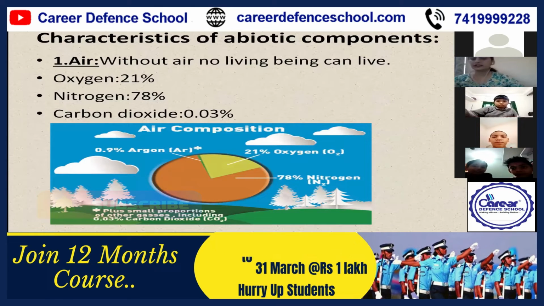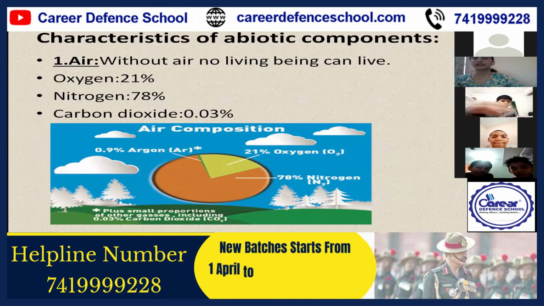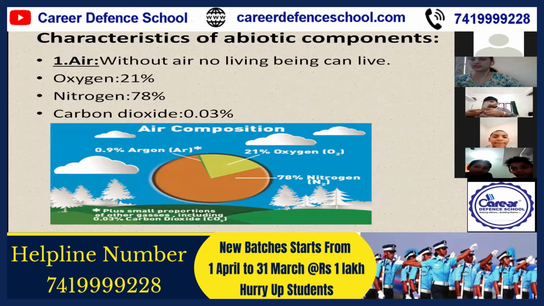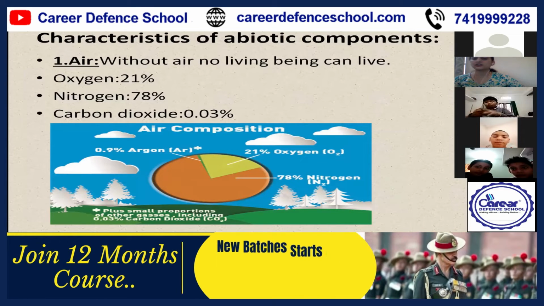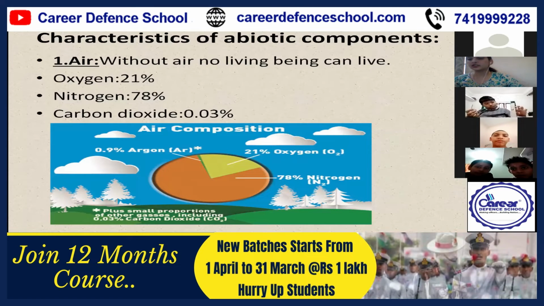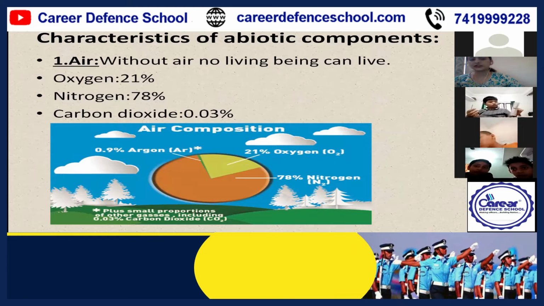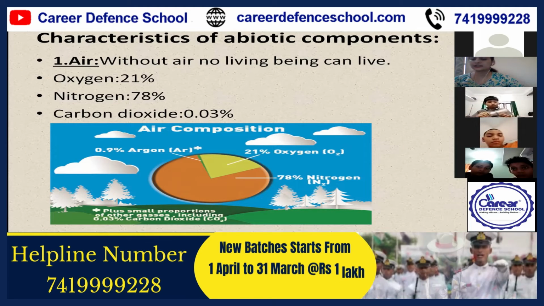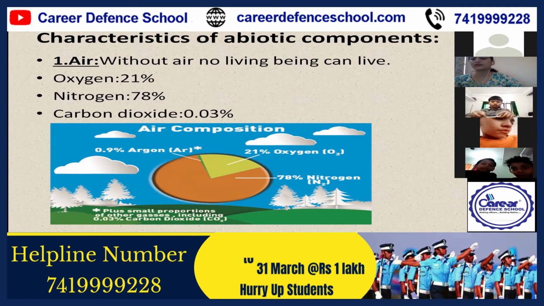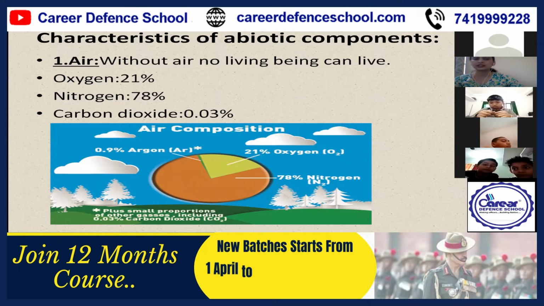Then we did air. What is the importance of air? No living being can live without air. We all know without air we cannot live. Then what is the percentage of oxygen? Oxygen is 21% in the air, nitrogen is 78%, and carbon dioxide 0.03%. You have to learn this.